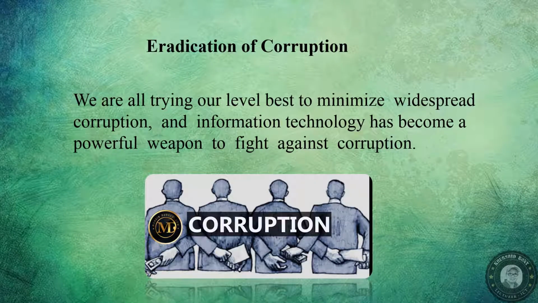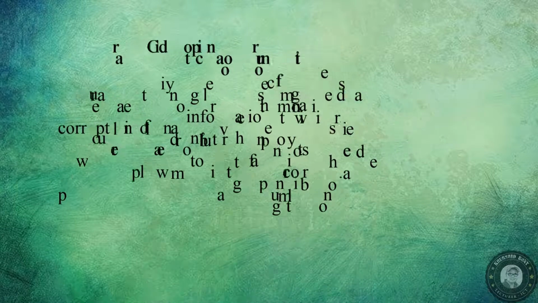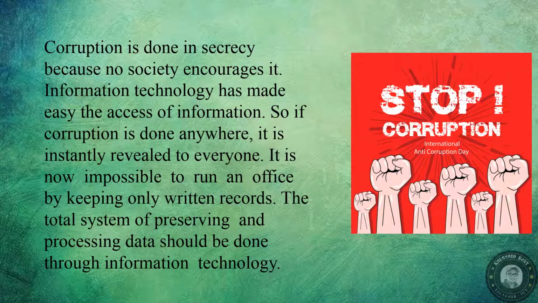Eradication of corruption. We are all trying our level best to minimize widespread corruption, and information technology has become a powerful weapon to fight against corruption. Corruption is done in secrecy because no society encourages it. Information technology has made access to information easy, so if corruption is done anywhere, it is instantly revealed to everyone. It is now impossible to run an office by keeping only written records. The total system of preserving and processing data should be done through information technology.